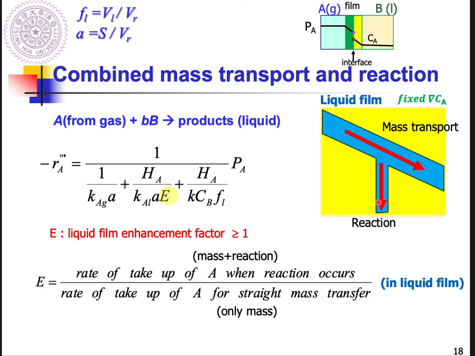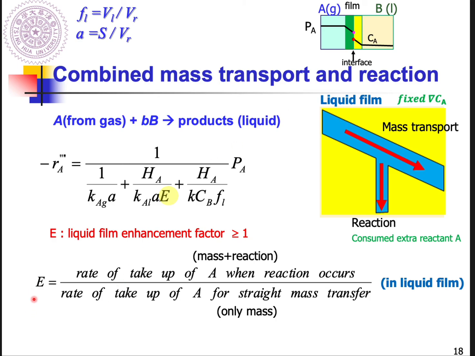But if a chemical reaction happens in the liquid film layer, that means what? In the liquid film, we need to consume more reactant A for the chemical reaction. The mass transport flux remains constant, and you need to spend more A for the chemical reaction, so the total flux needs to increase. So this is the full story.